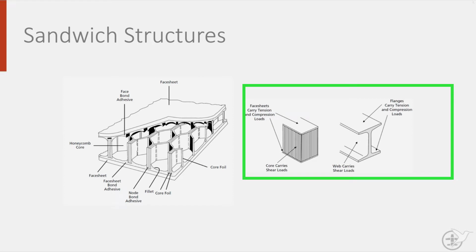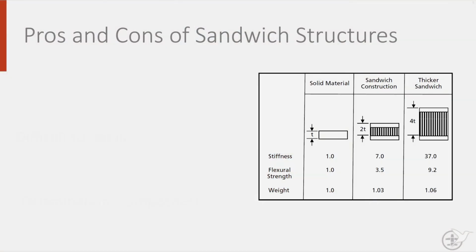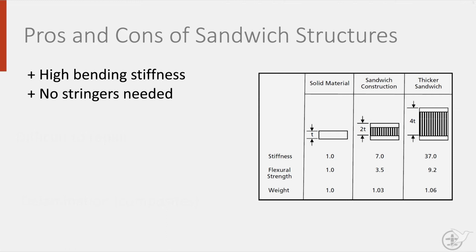Structurally, they work analogous to the principle of an I-beam, where the web carries all the shear load and the flanges carry the tension and compression loads. The core functions as the web and the face sheets as the flanges. Sandwich structures have it as an advantage that they have a high bending stiffness and therefore need no stringers. This is one of the reasons why this type of structure is often used for floor panelling.